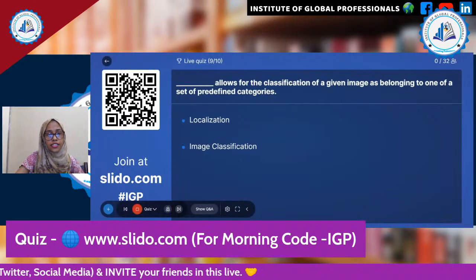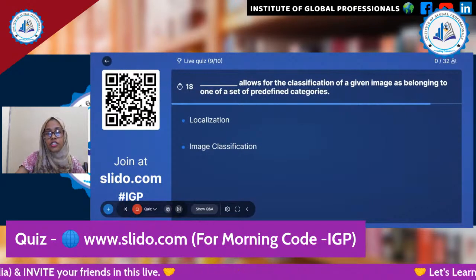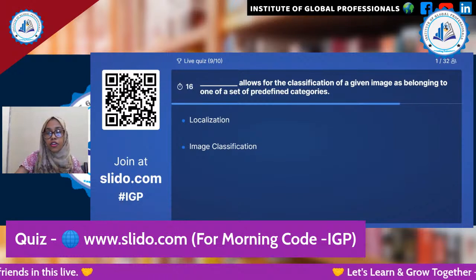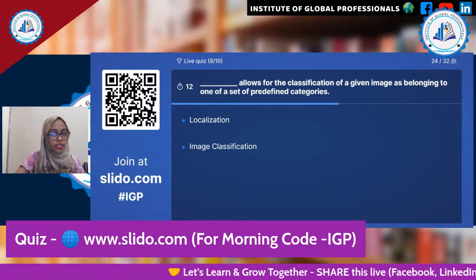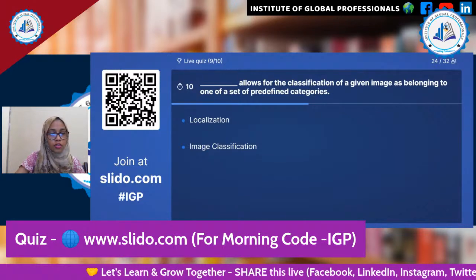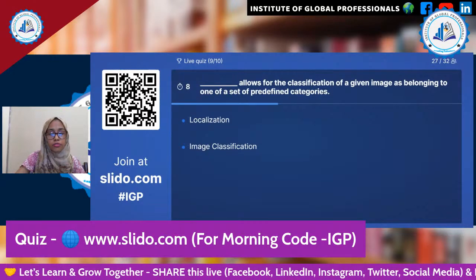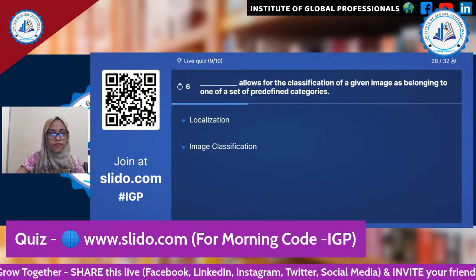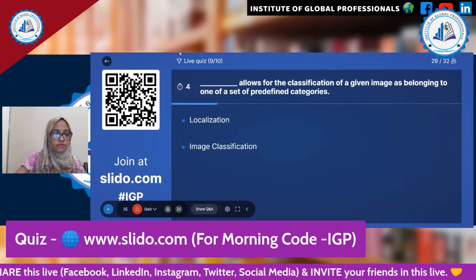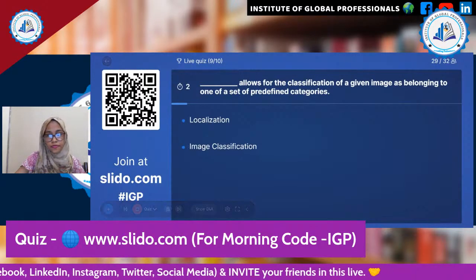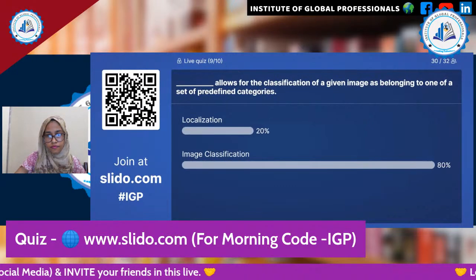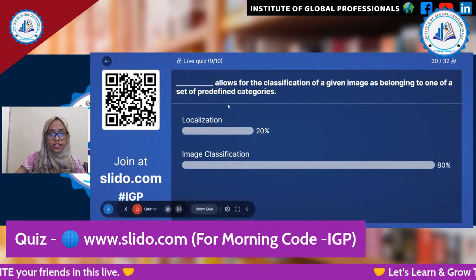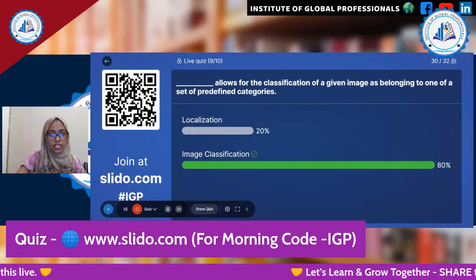Question number 9. Dash allows for the classification of a given image as belonging to one of a set of predefined categories. First option, localization, second option, image classification. And the correct answer is image classification.